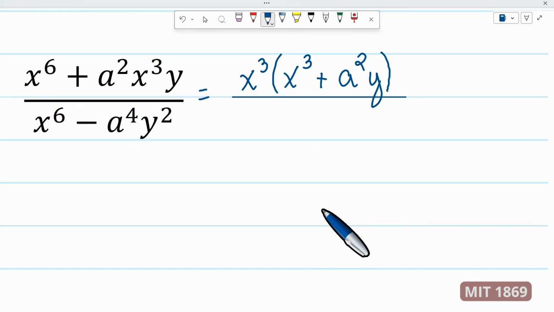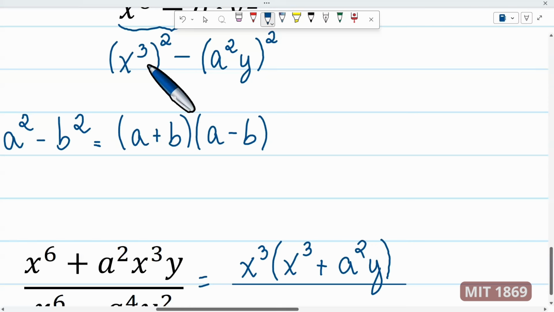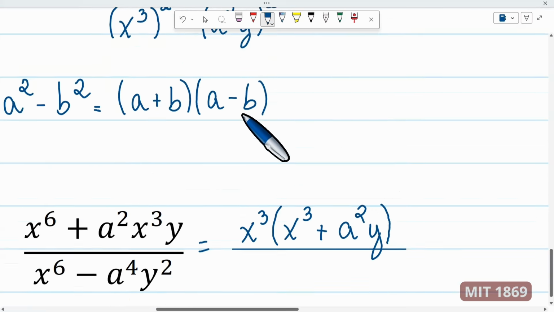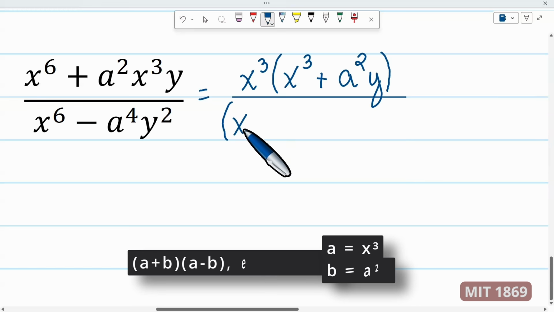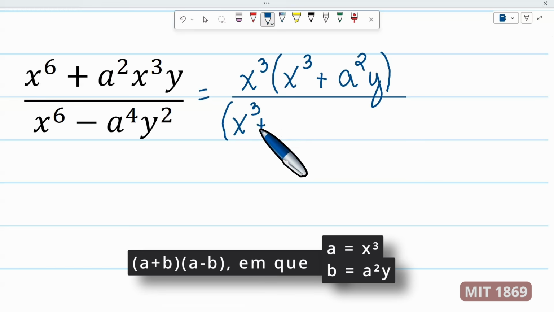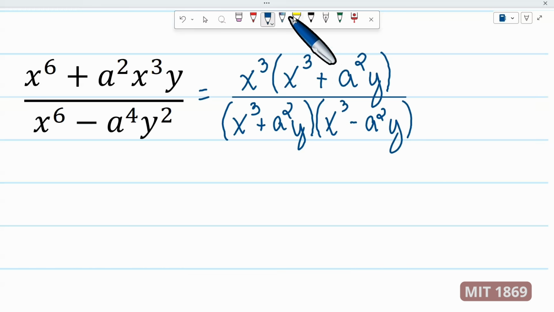Now, this one is a little bit harder. Remembering there, our a will be x cubed and our b will be 2y. Let's go then. How will it look? Here's what it will be: a, which is x cubed, plus b, which is 2y, close parentheses, multiplied by a, which is x cubed, minus our b, which is 2y.